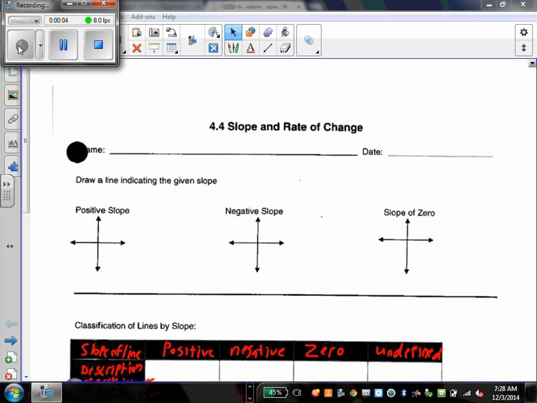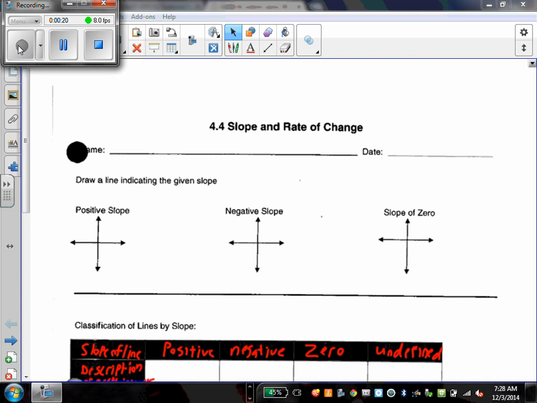As you can see from the top of the page, today we are going to be talking about slope and rate of change, two topics that are very important for algebra. So let's just dive right in and start working on these two important concepts.